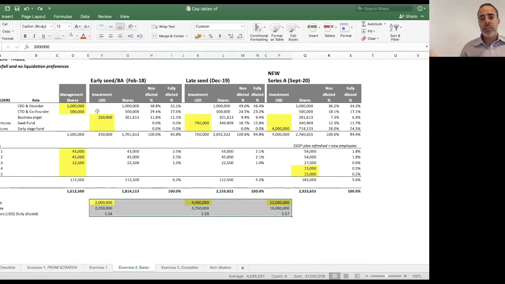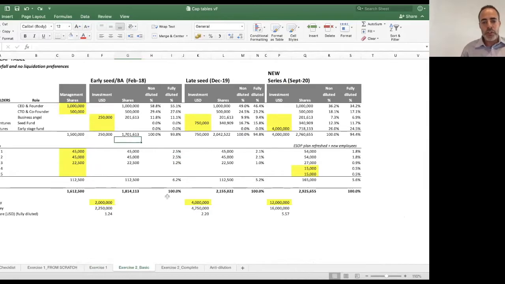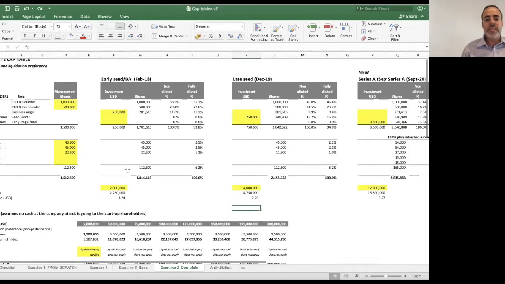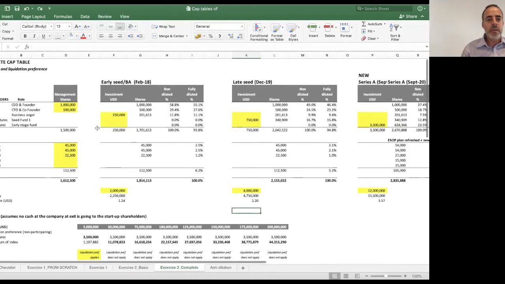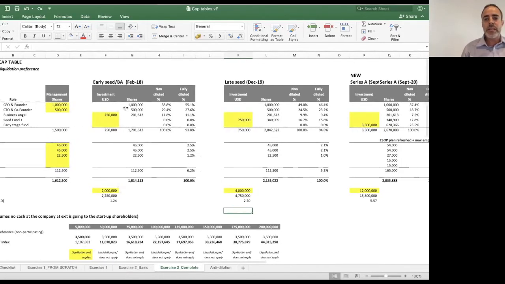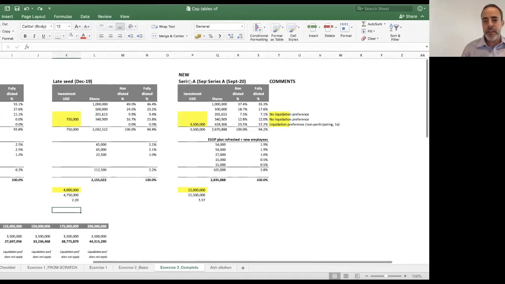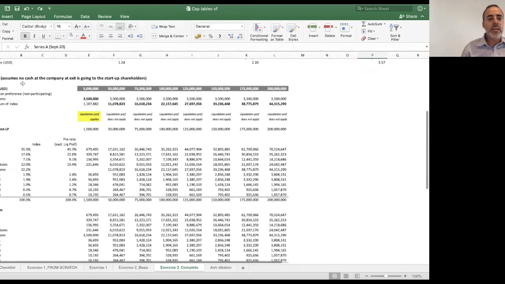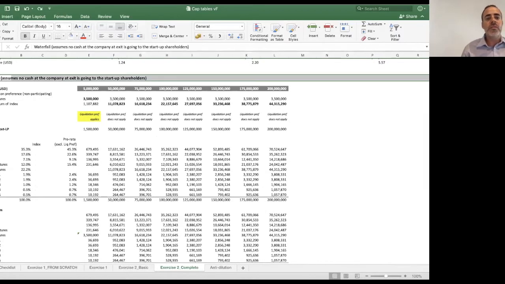There's nothing strange here. And what I want to show you is that based on this, you can add the next layer, which is basically the waterfall. I'm going to show you what that looks like, okay? So this is, again, the same cap table with the different stages, the early seed, the late seed, and the Series A. But what we are doing underneath is basically creating a waterfall of proceeds.